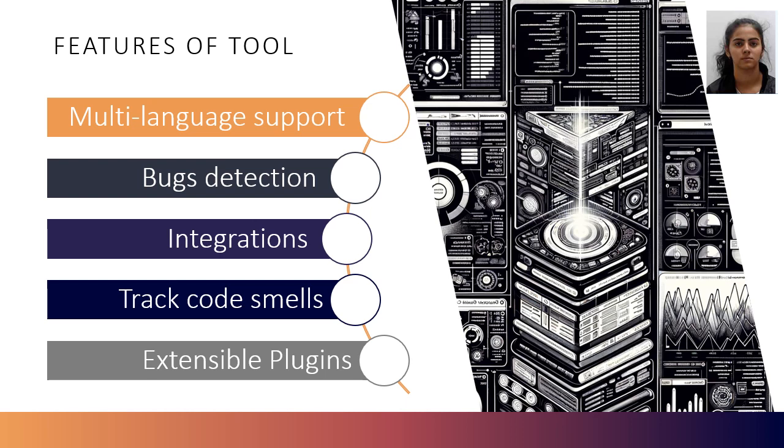Fourth is tracking code smells. Code smells are different from bugs, as bugs are instances of faulty code. However, code smells are code that runs okay but impedes maintenance for one reason or another. So SonarCube is able to detect or at least track code smells, which helps find out where the issue could be, and it makes it easier to negate it.